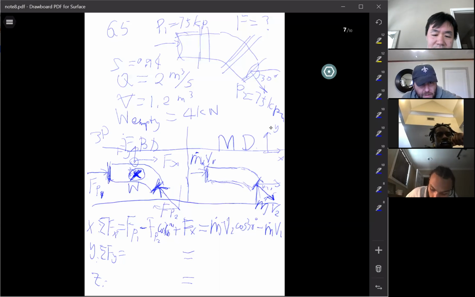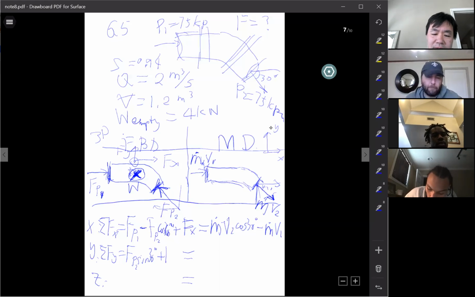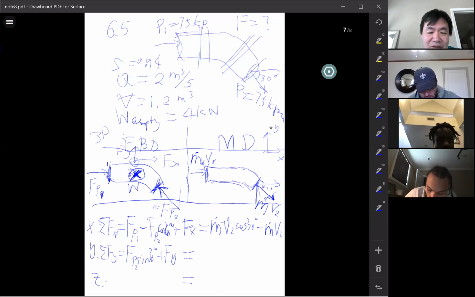FP2 sine theta plus Fy, sine 30 plus Fy. Right? Did I miss anything? I think that's it, right? You don't have FP1. It's only x direction, right? Fy, yeah, it's positive. FP2, right? 2 components. Okay, momentum. That's tricky.